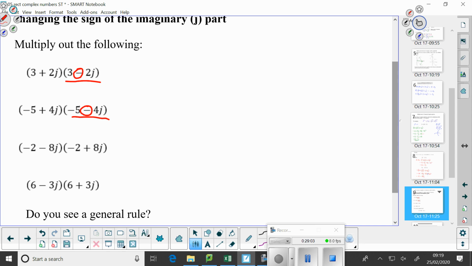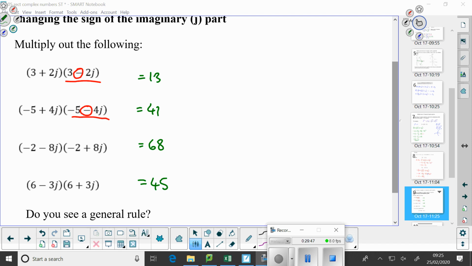Multiply out those complex numbers and get a result. Okay, so see if you can see the general rule. You've just been doing multiplication. See what happens when you multiply the complex number by its complex conjugate. Got it? It's the two numbers, two coefficients.